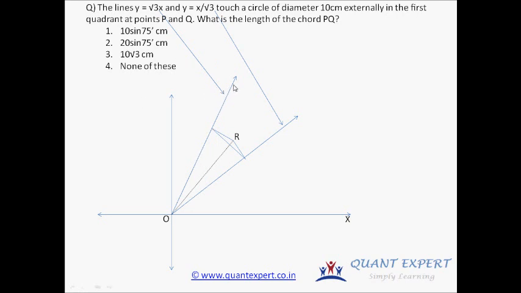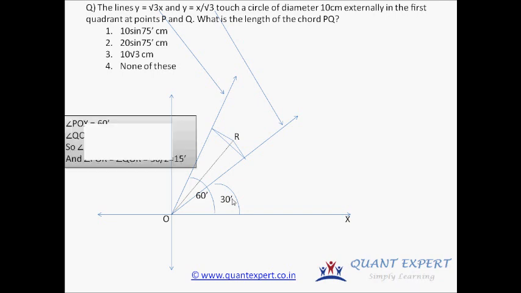For example, this line has a slope of root 3, m equal to root 3. That means this angle should be 60 degrees, because tan 60 is root 3. Similarly, this angle should be 30 degrees, because tan 30 is 1 upon root 3. So you should be able to figure out how these two lines look. And now we can say that this particular angle should be 60 minus 30, that is 30 degrees.